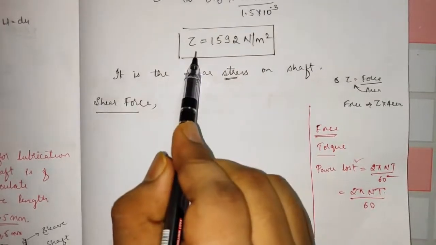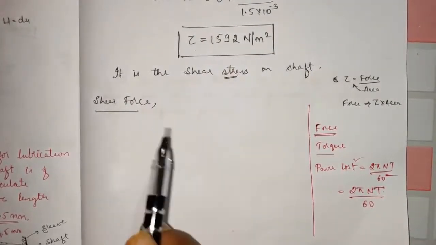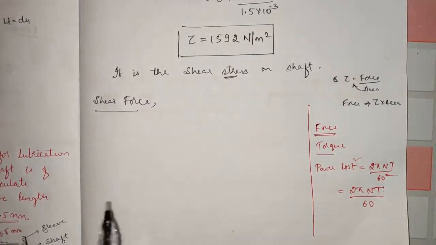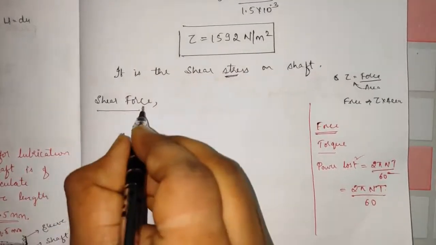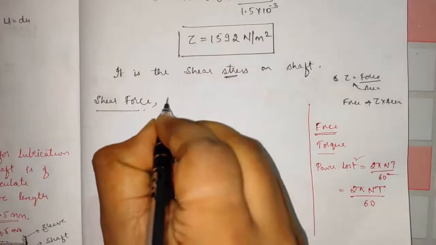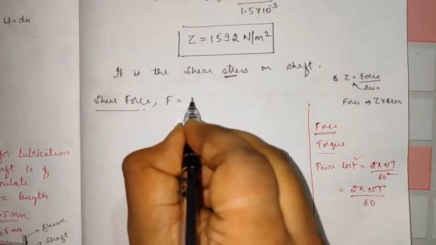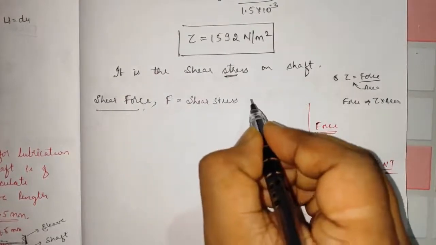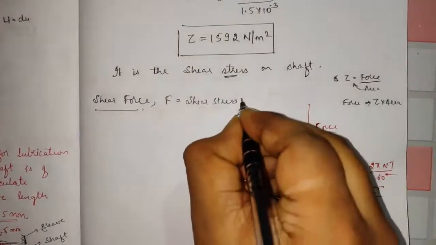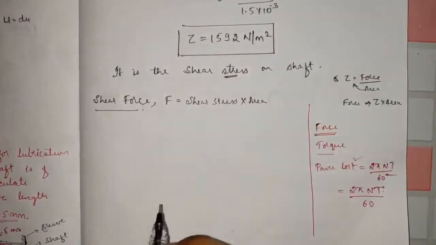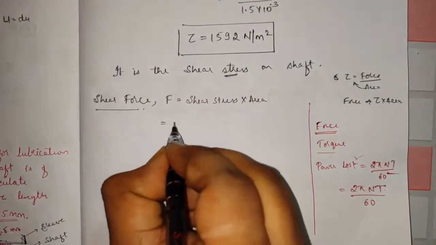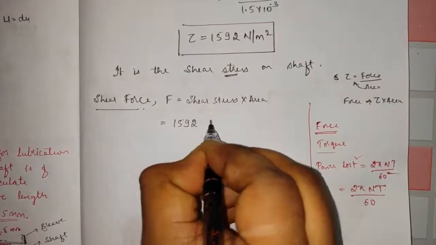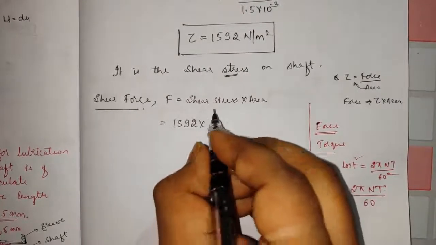Now shear force, right? So it is the shear stress. I need to find the shear force. I know the diameter of the shaft is given, and the cross section of the pipe is circular, right? Now I need to find the shear force. So force is equal to shear stress into area. Now what is the shear stress? 1592.